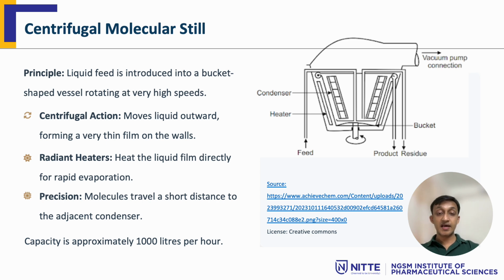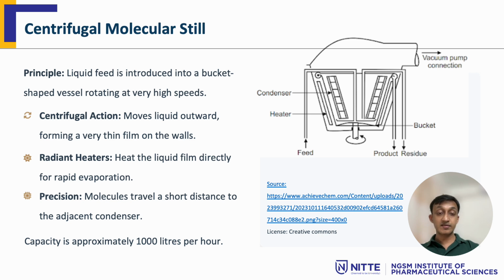Another advanced and highly efficient design is the centrifugal molecular still. In this system, the feed is introduced into a rapidly rotating vessel, often described as a bucket shaped rotor. Due to high rotational speed, the centrifugal force pushes the liquid outwards. A thin liquid film is formed along the inner walls. This thin film is then subjected to radiant heating, which provides rapid energy transfer and uniform temperature distribution. Because the film is extremely thin, evaporation occurs almost instantaneously.